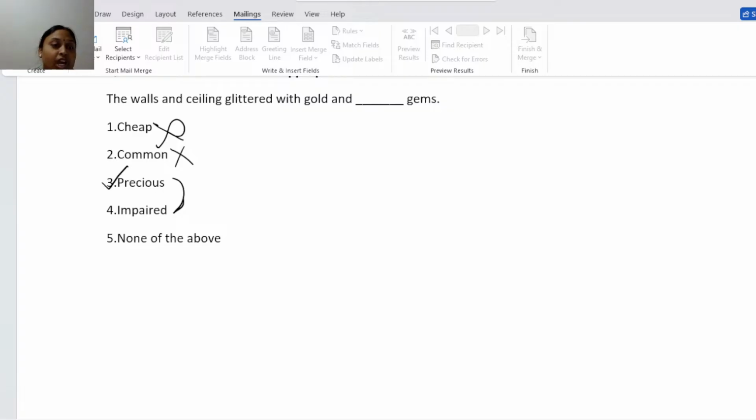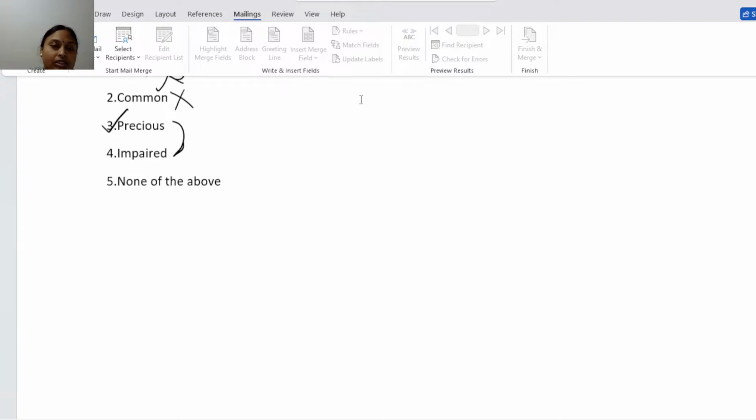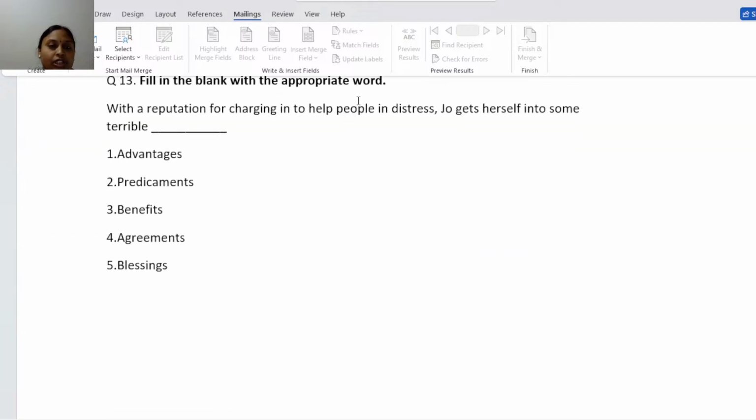Precious gems means valuable things will come. So the meaning of precious is nothing but valuable. That's why we are supposed to take that one as the option. So the walls and ceiling glittered with the gold and precious gems. This is the answer. So next we will go for the 13th question.